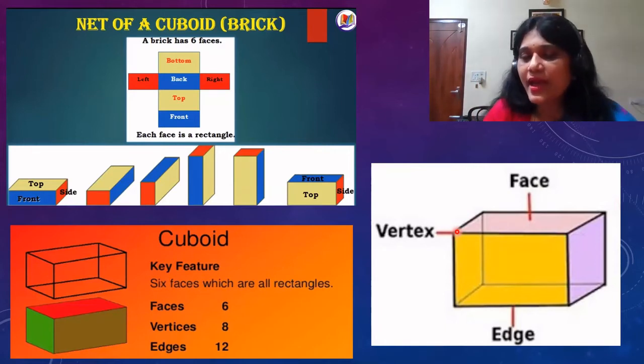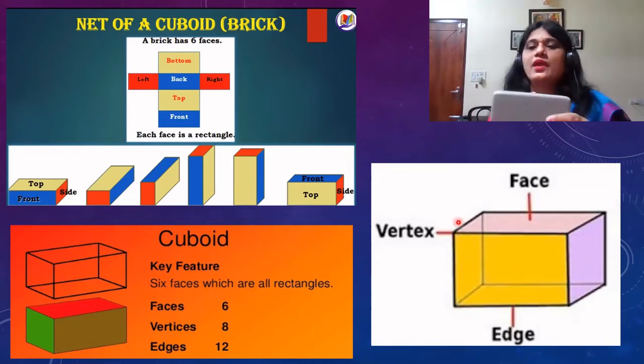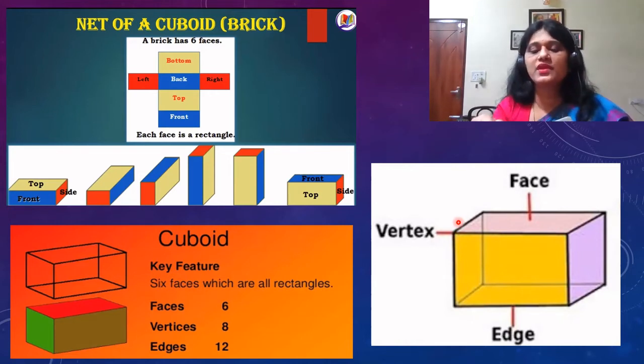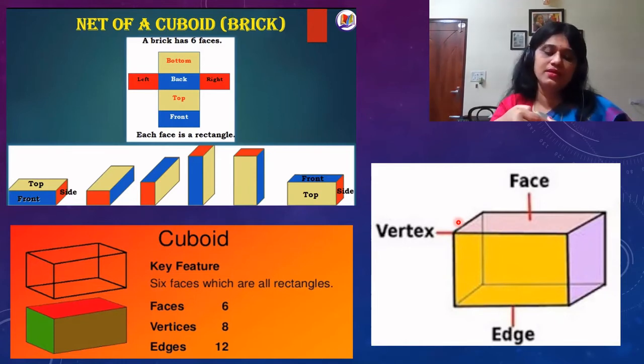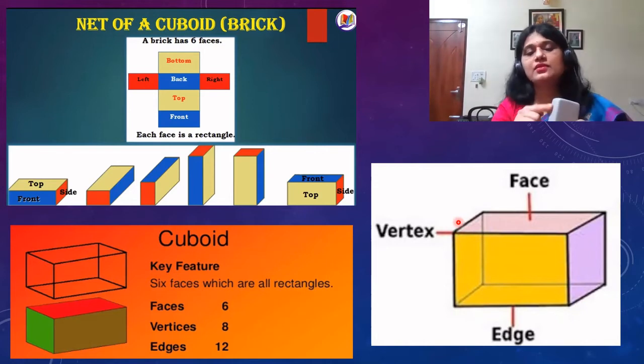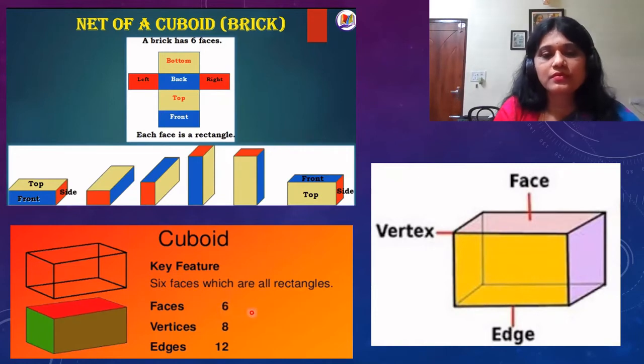8 vertices. And then edges. A brick has 12 edges. So edges means the sides. Okay. 1, 2, 3, 4, 5, 6, 7, 8, 9, 10, 11, 12. So edges are 12 edges. Edges are lines joining the vertices, right?